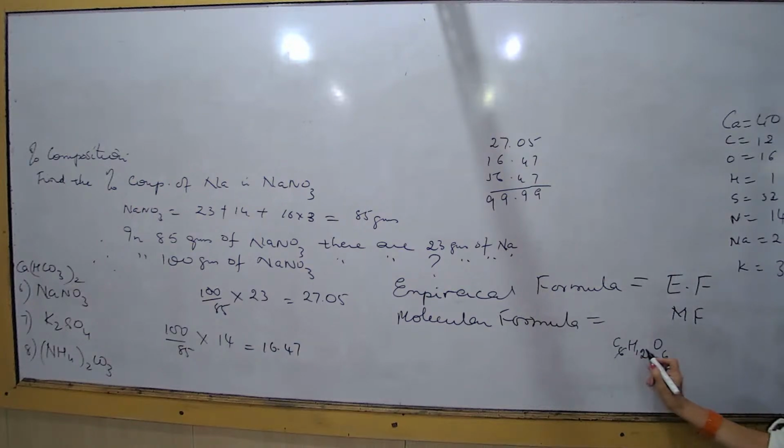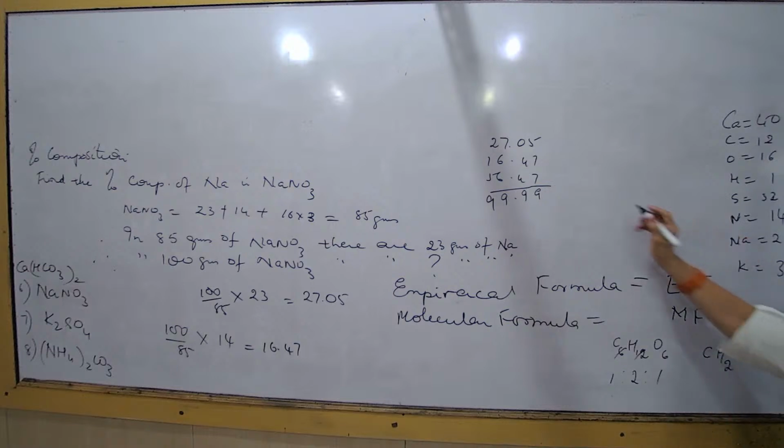The simplest ratio is 1:2:1. This is the empirical formula: C1H2O1, CH2O. C1H2O is the empirical formula, and for the molecular formula you multiply by 2 and you get the exact number of atoms present in the compound. The molecular formula is always a multiple of the empirical formula.